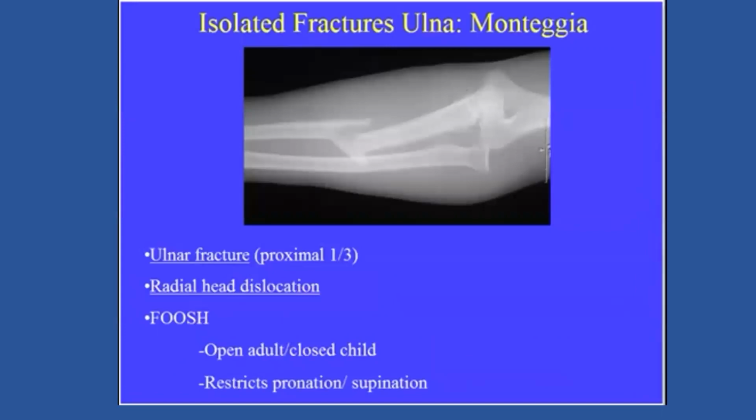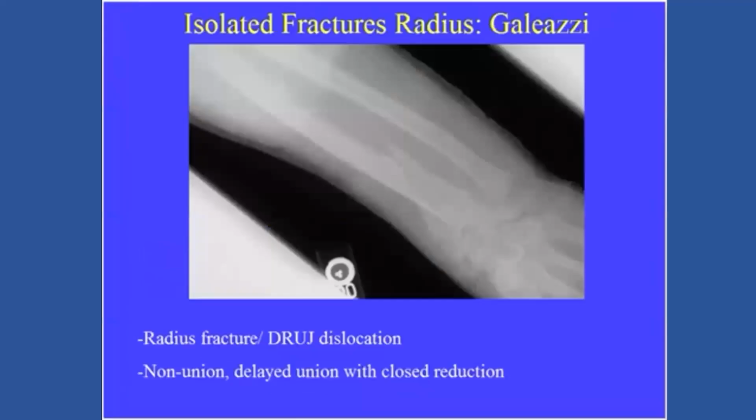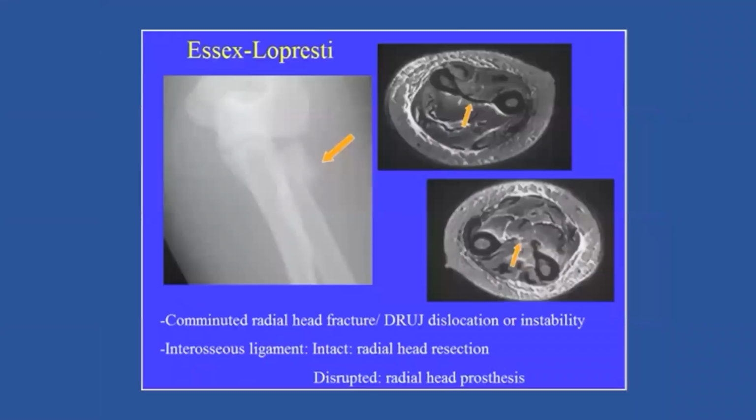Don't forget about Monteggia fractures, and don't forget about the Bado classification into 4 types. Study this. Don't forget about the Galeazzi fracture, which is at the distal third of the radius. So don't forget about this. Don't forget about fractures of the proximal radius with tears of the interosseous membrane.